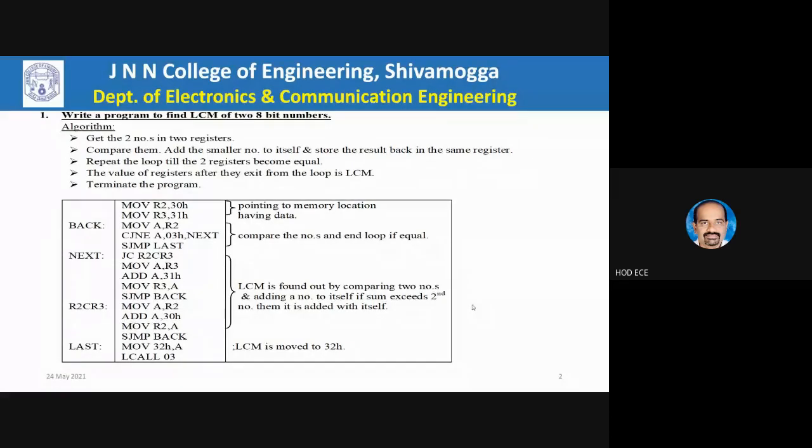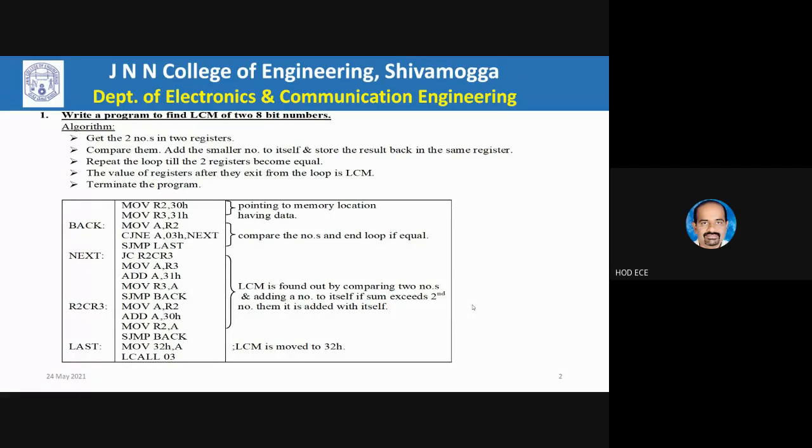R2 to A, compare with R3. So this process, suppose if it is no carry, then what you will do? R3 to A, add A with 31. R3 is nothing but the second number. You are adding with itself. Add A with 31. Once again, A to R3. SJMP back. So this process repeats.